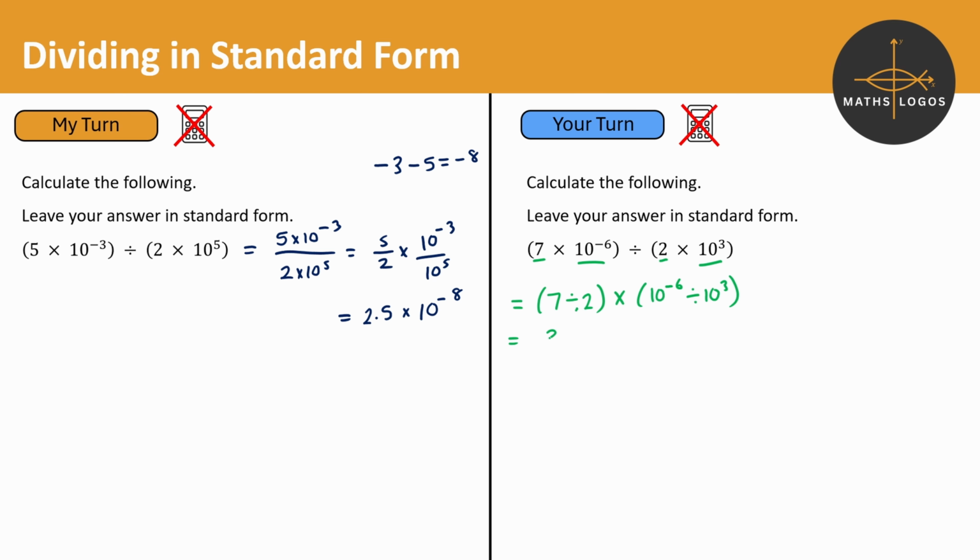7 divided by 2 is 3.5. And then I'm multiplying that by 10 to the negative 6 divided by 10 to the 3. Subtract your indices, so negative 6 take away 3, negative 9. So this is 10 to the power of negative 9.